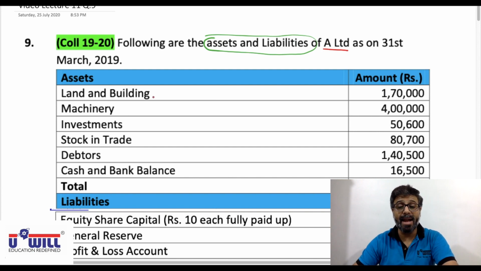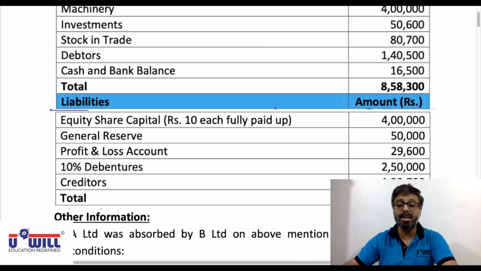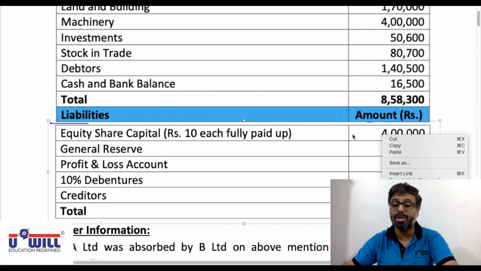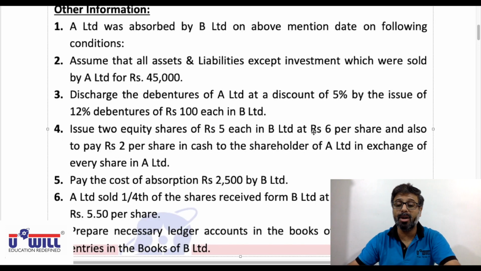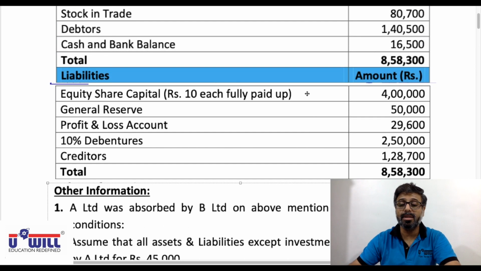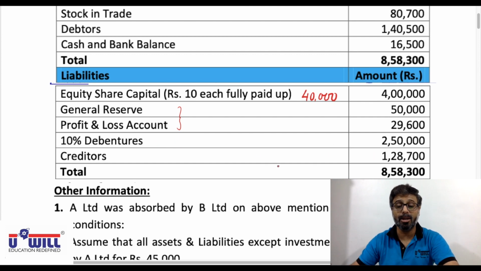So in assets we have land and building, machinery, investments, stock and trade, debtors, cash and bank balance. In liabilities we have equity share capital, as we have been doing in every question. You can see here 4 lakhs divided by 10. So what would be the number of equity shares? 4 lakhs divided by 10 would be equal to 40,000. Okay, there are 40,000 equity shares. General reserve and P&L account come in reserves and surplus. 10% debentures 2,50,000 and creditors 1,28,700.